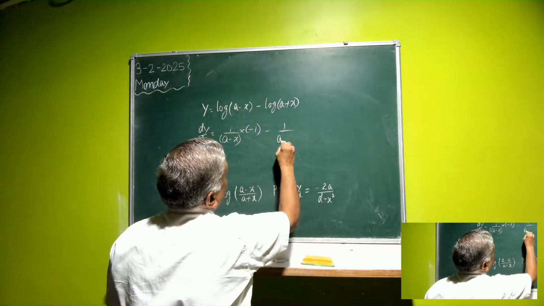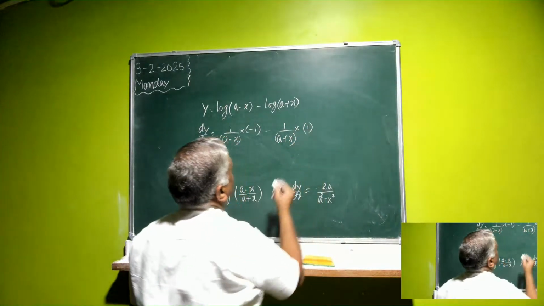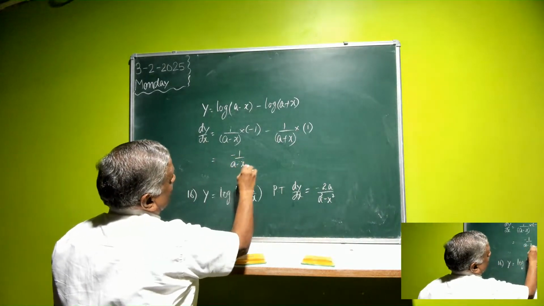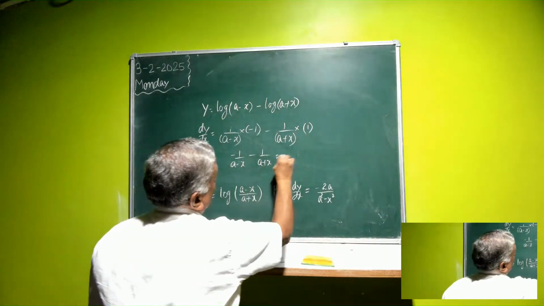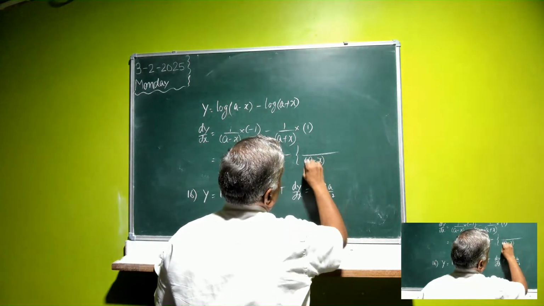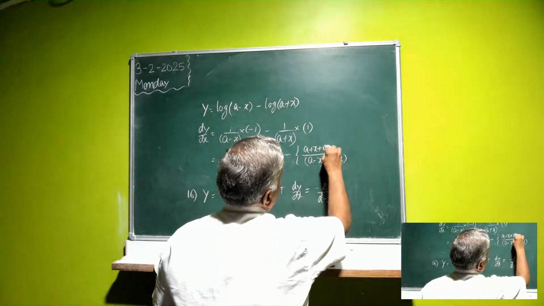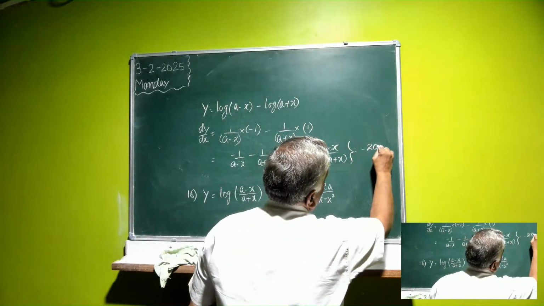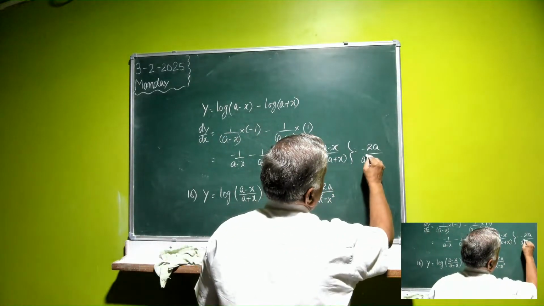Let's go to the next one. 1 over a plus x, log is a plus x. A is 0, x is 1. Now we should take the LCM. This is minus 1 over a minus x. This is also minus 1 over a plus x. You can keep the minus sign outside and take the LCM: a minus x into a plus x. That is a plus x plus a minus x. x and x cancel. You get minus 2a. And what is the formula? a plus b into a minus b is a square minus b square. Therefore, it is a square minus x square.